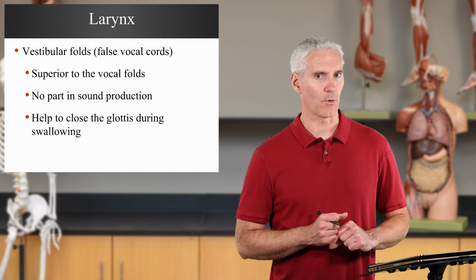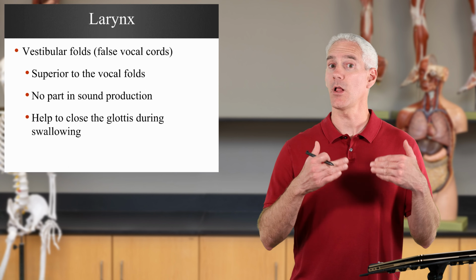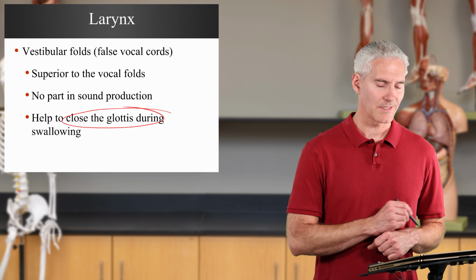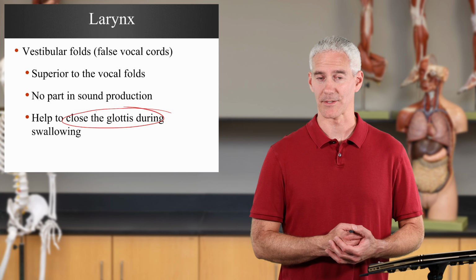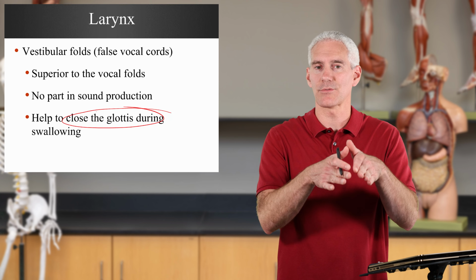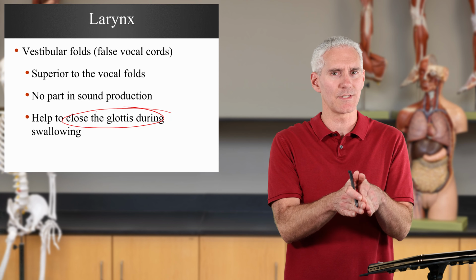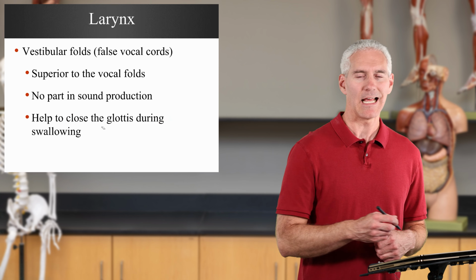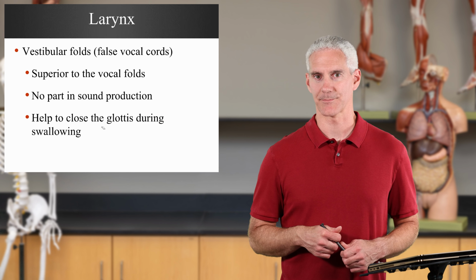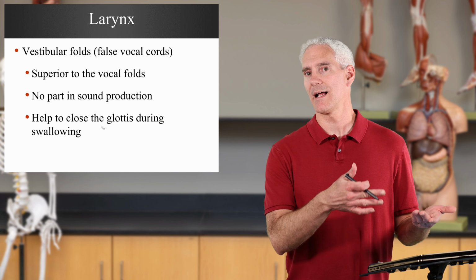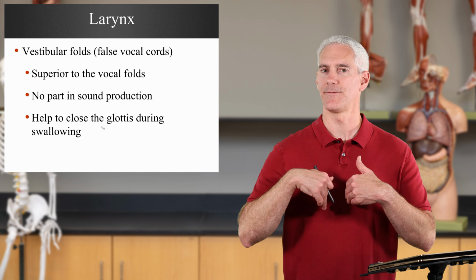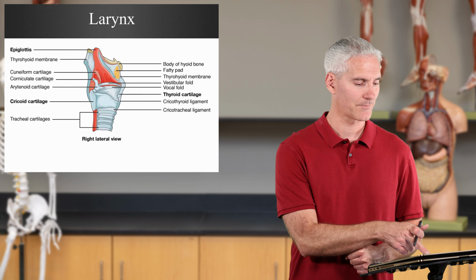Now I mentioned the vestibular fold is the false vocal cords. They have nothing to do with sound production. Basically what they do is help close the glottis during swallowing. They kind of push things through and make sure that the glottis is closed down and nothing is getting through. So think of it as helping prevent food and liquid from passing. So along with the epiglottis, the vestibular folds are also helping prevent entry of food and water into the lungs.